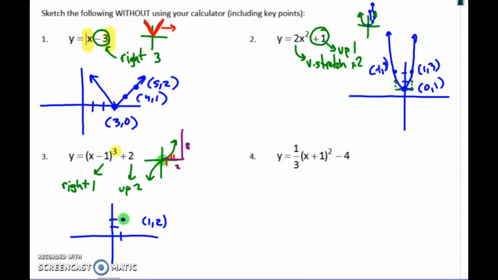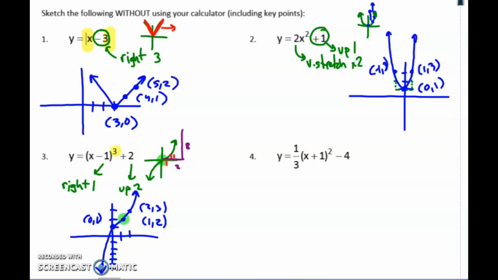Okay, so from here, out 1, up 1. I don't really have room here. I apologize to go up much further, but I know this coordinate's going to be (2, 3). Going towards the left, I go left 1, down 1. So that's going to be (0, 1). And then I'd go left 2, down 8. So 1, 2, 3, 4, 5, 6, 7, 8. Be about right there. Again, we're just making sketches.